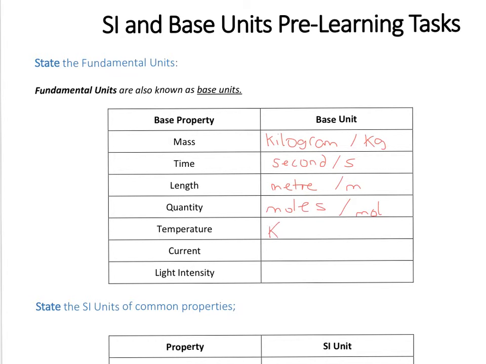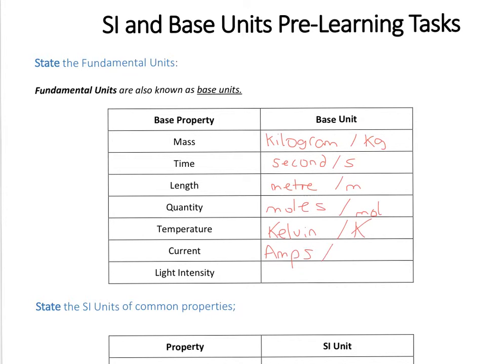Temperature is measured in Kelvin, the Kelvin temperature scale, given the symbol K. You will probably quite often see it given in degrees Celsius as well, and you'll need to convert to Kelvin. You won't really come across Fahrenheit in the A-level course. You probably will if you go on to do engineering or physics or something, because the Americans use it quite a lot. There's current, which you should be familiar with from GCSE.